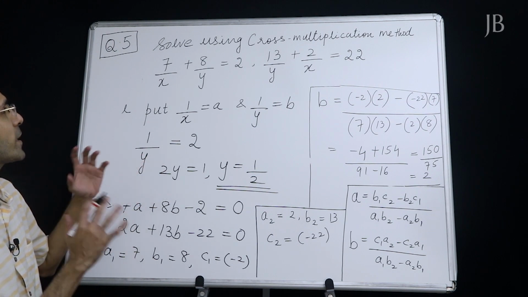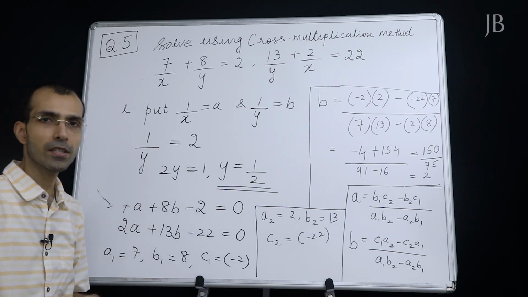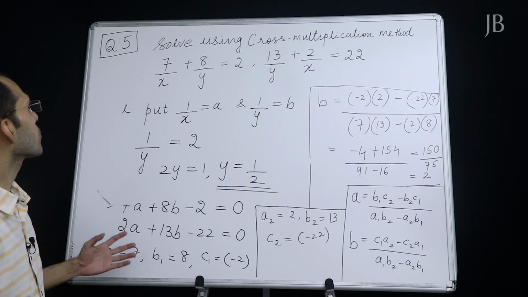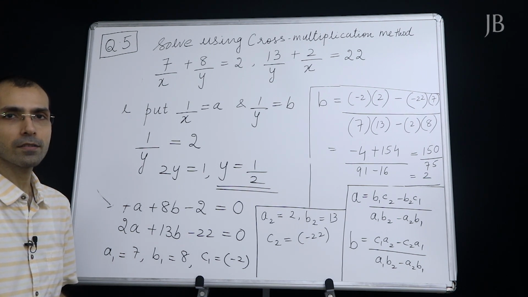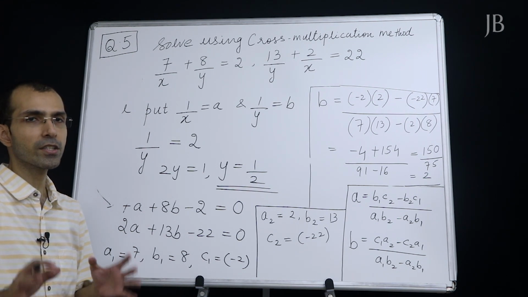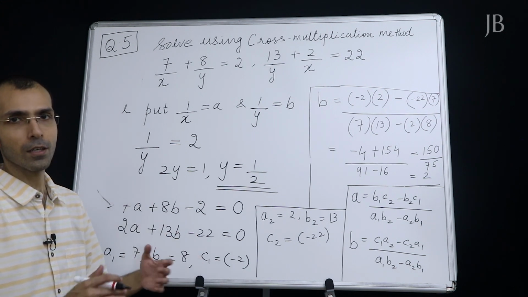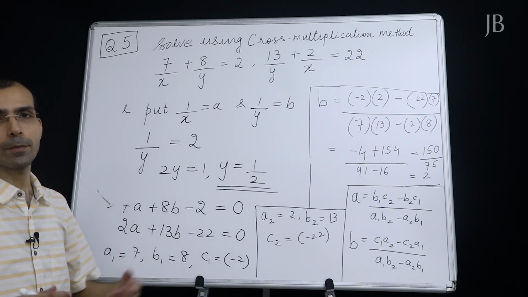So these are some twisted problems based on the cross multiplication method. We have done 5 good questions from this topic, and this completes your topic of simultaneous equations. Only the numericals. Word problems are in a separate video.